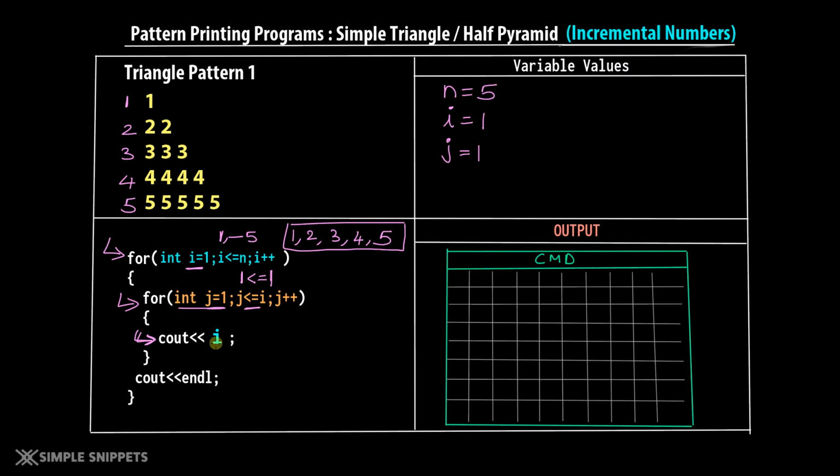We are saying cout i. Now what is the value of i? We just said i is 1. So when you say cout i, the value of i is going to be printed. So let's write 1 onto the command prompt. Okay. And then this is the only statement in the second for loop.